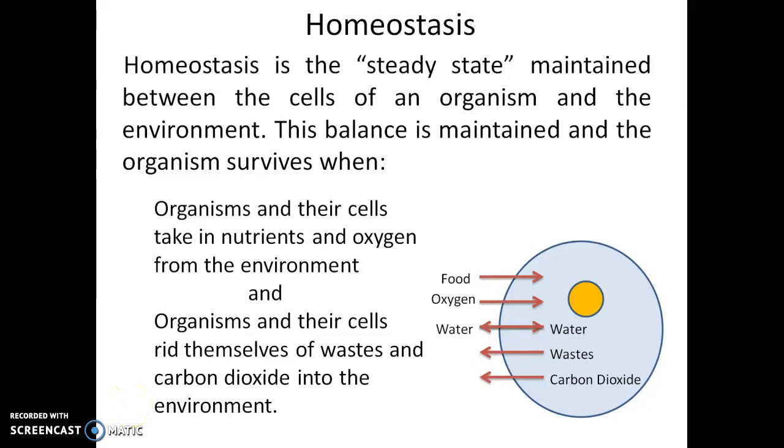Hello again. We're starting our notes on cell transport and homeostasis. Homeostasis is known as the steady state maintained between cells of an organism and the environment. All cells need to maintain homeostasis, and you are made up of trillions of them. The concept of this is your cells need to be able to get food and oxygen in and waste and carbon dioxide out, while allowing water to pass in and out of the cells.